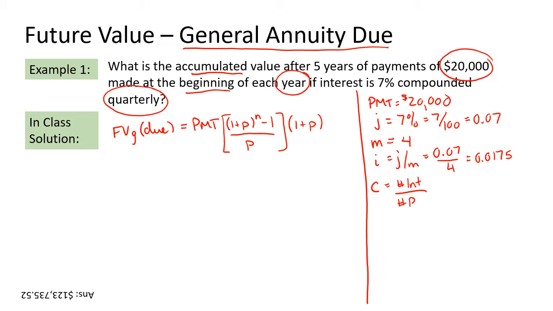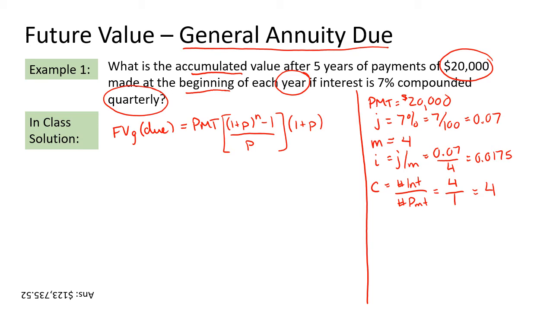Okay? Next, you need your ratio, C, and that's equal to your number of interest periods per year divided by your number of payment periods per year. So interest is quarterly, so that's 4, divided by your number of payment periods per year. In this instance, it was the beginning of each year, so it's yearly, so that's 1. So 4 divided by 1 is just 4.